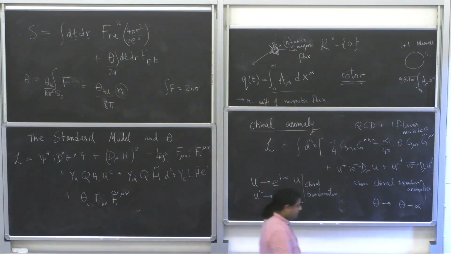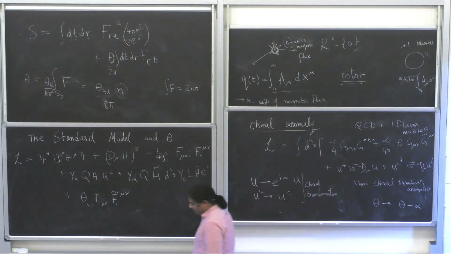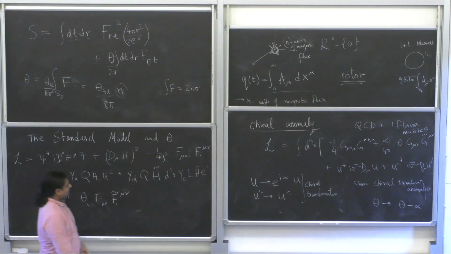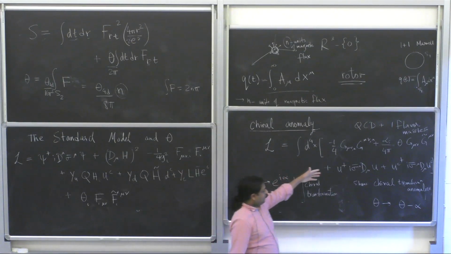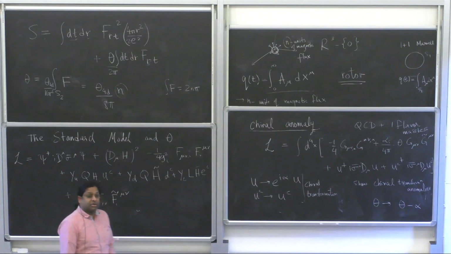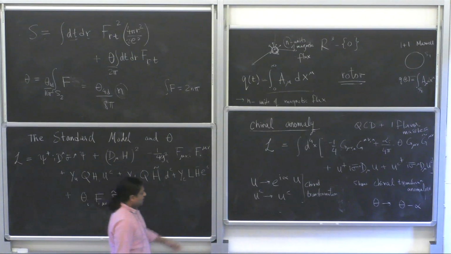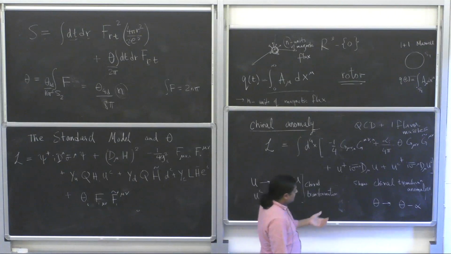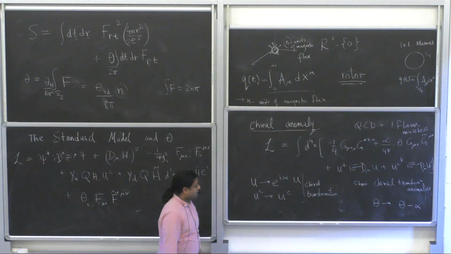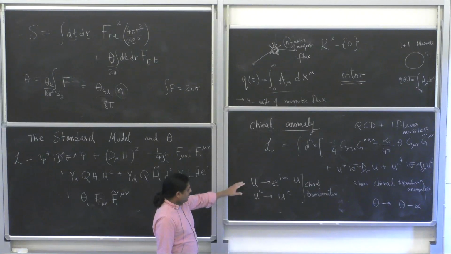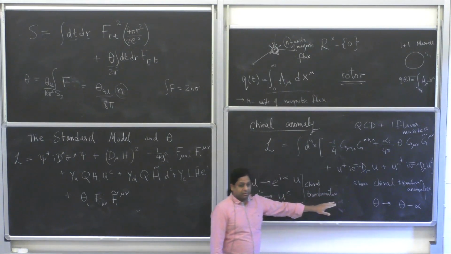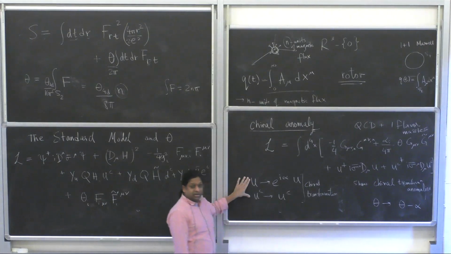So this is an important feature of how the theta angle behaves in theories which have chiral fermions. The chiral rotations, or anomalous rotations, of fermion fields shift the theta angle away. And so clearly, if this is true, the physics of the theta angle would depend on whether there are chiral rotations.